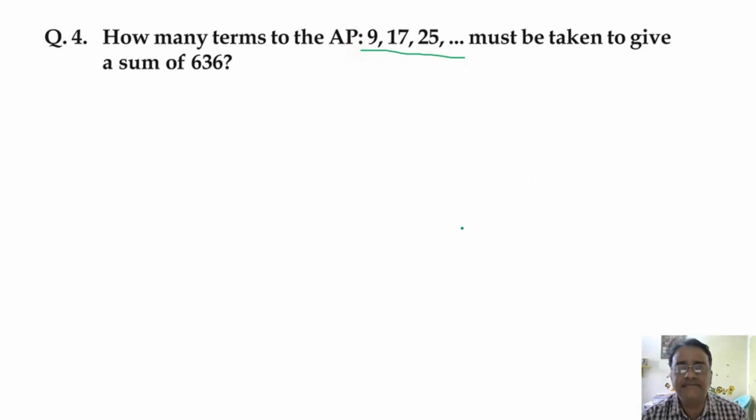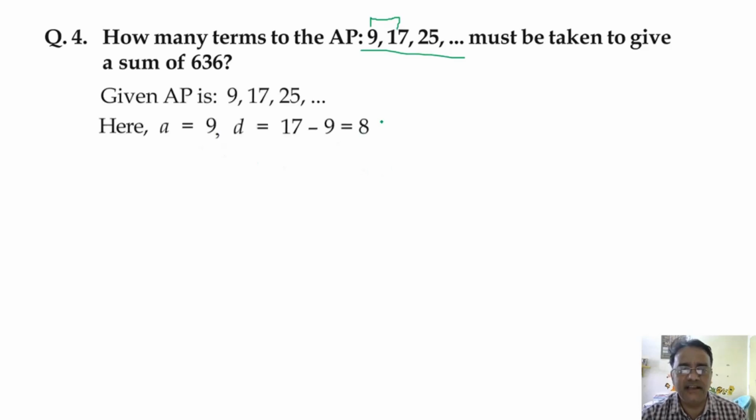What is a? 9. And what is d? It is increasing order, so d should be positive. Second term minus first term, that is 17 minus 9. How much are you getting? 8. Right. So a is 9 and d is 8.